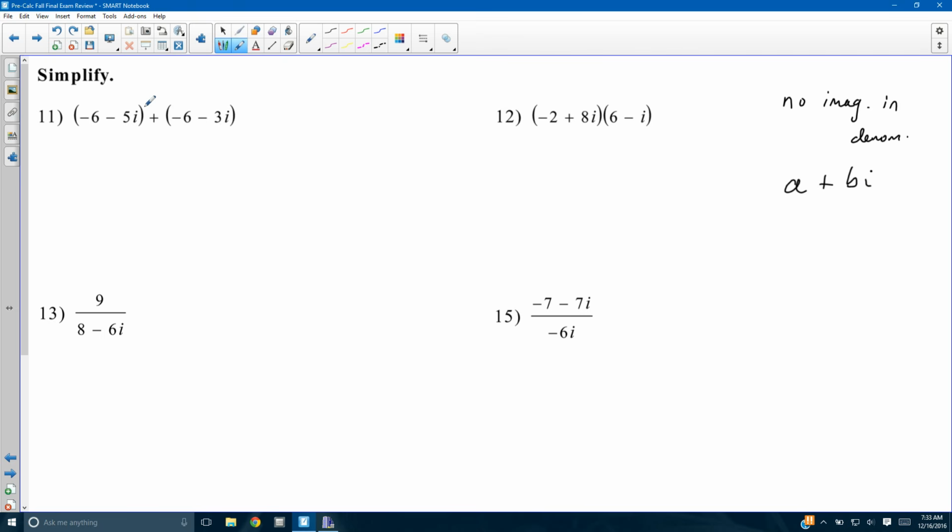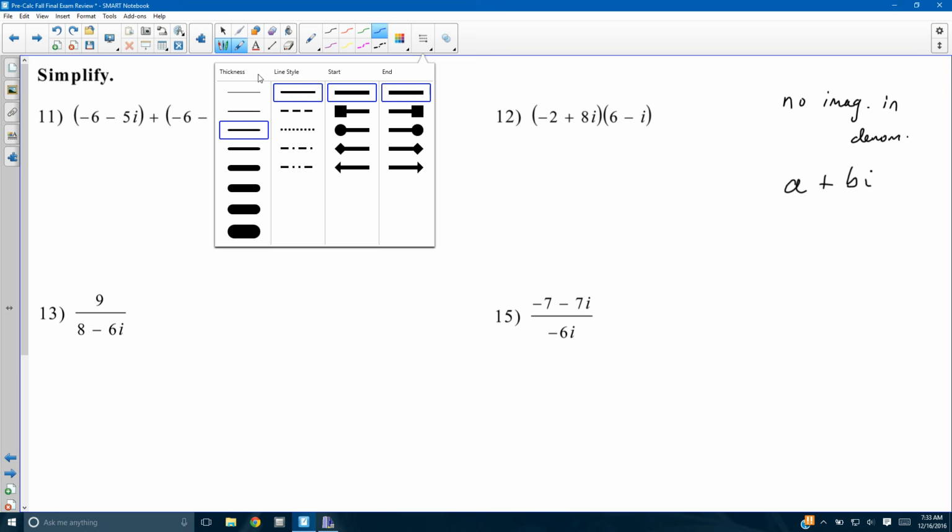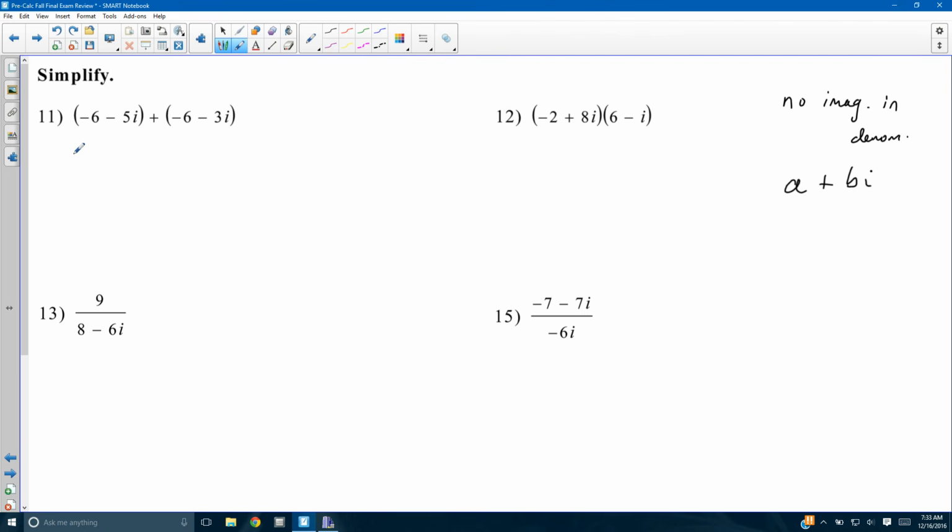All right, here we go. Here's a complex number, negative 6 minus 5i, and here's negative 6 minus 3i. Let's add those two. It'll be helpful to combine like terms, real ones with imaginaries. Negative 6 plus negative 6 will be together. Negative 5i plus negative 3i will be together. This is negative 6 minus 6, minus 5i minus 3i. Can't stop being negative. That's negative 12 minus 8i.